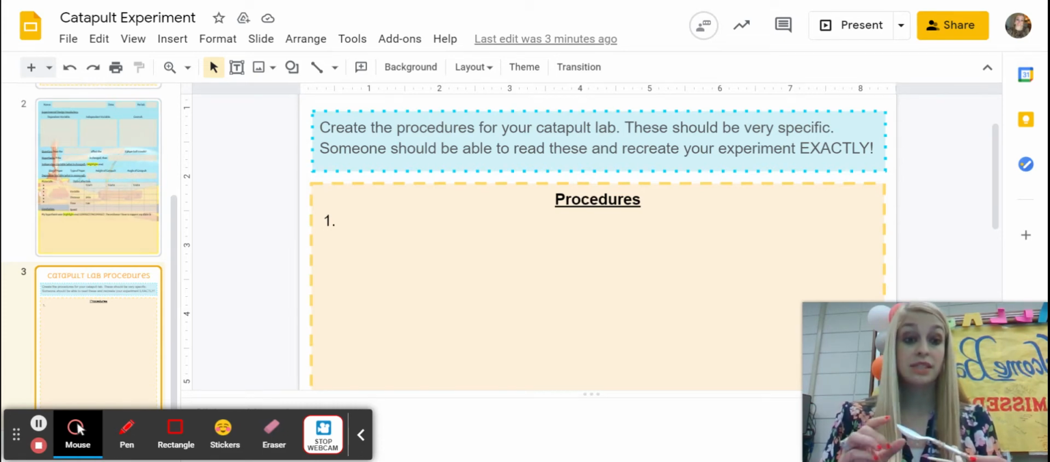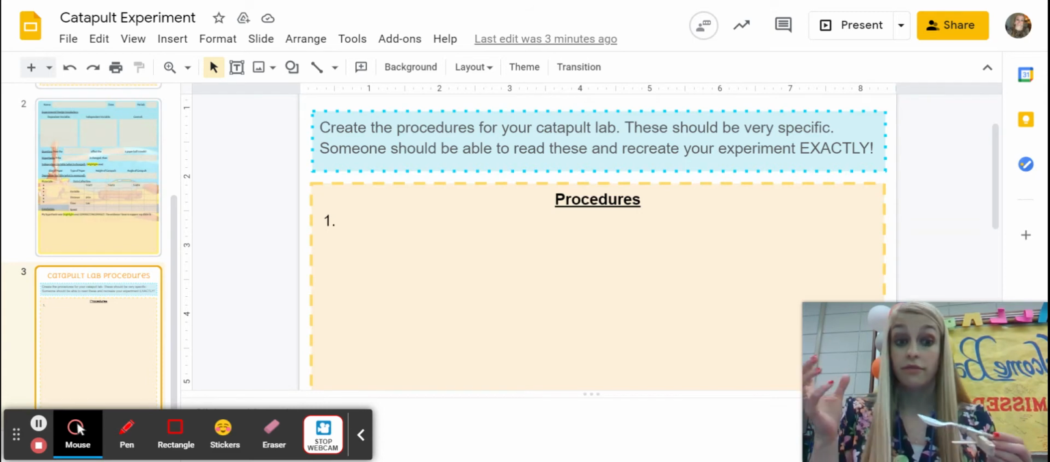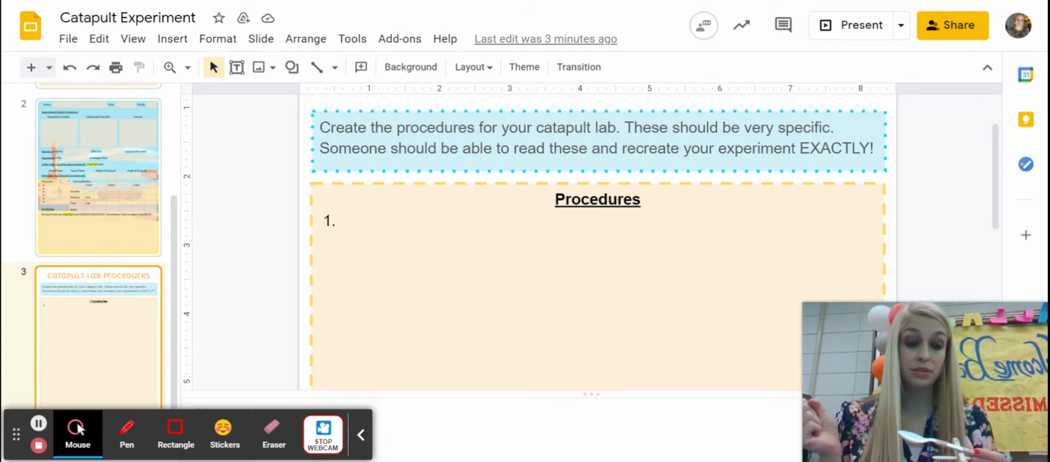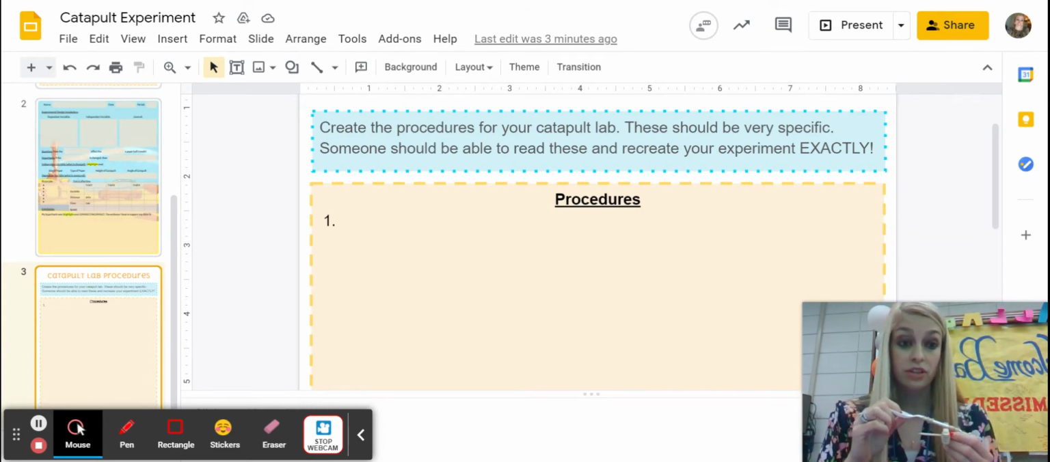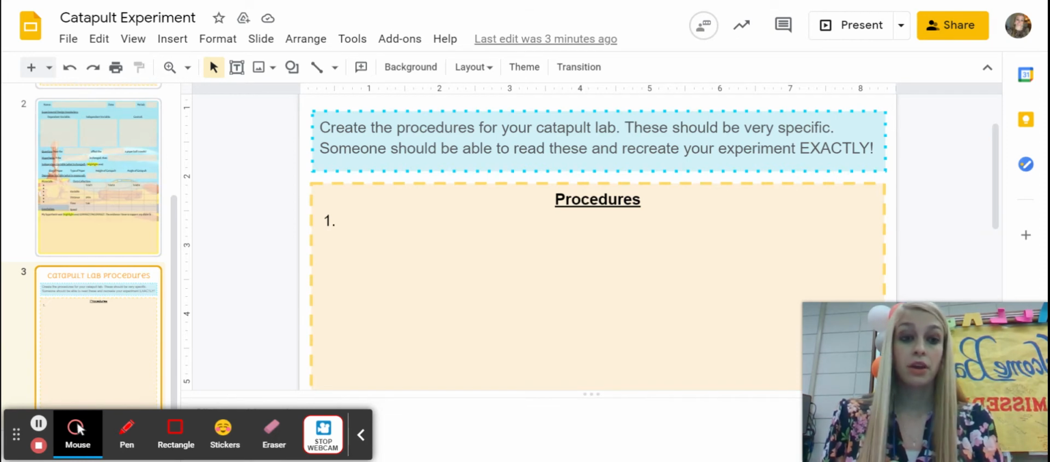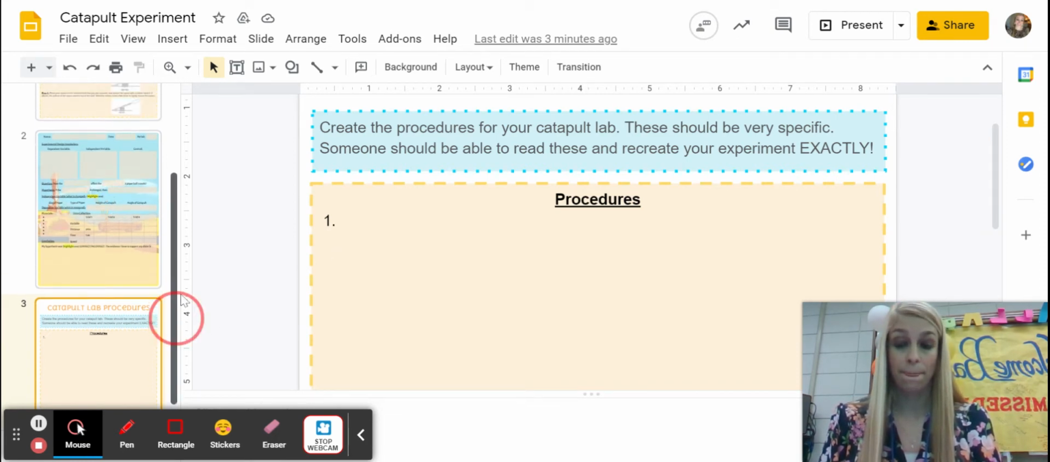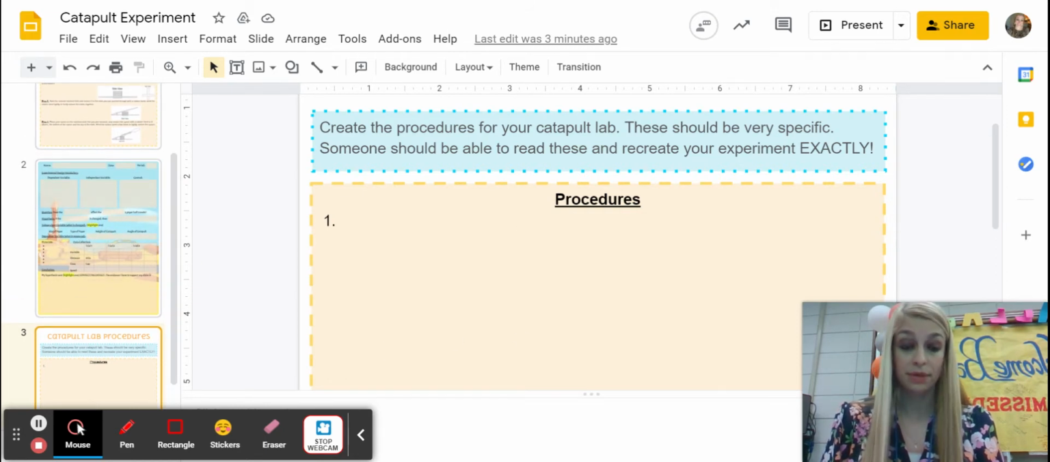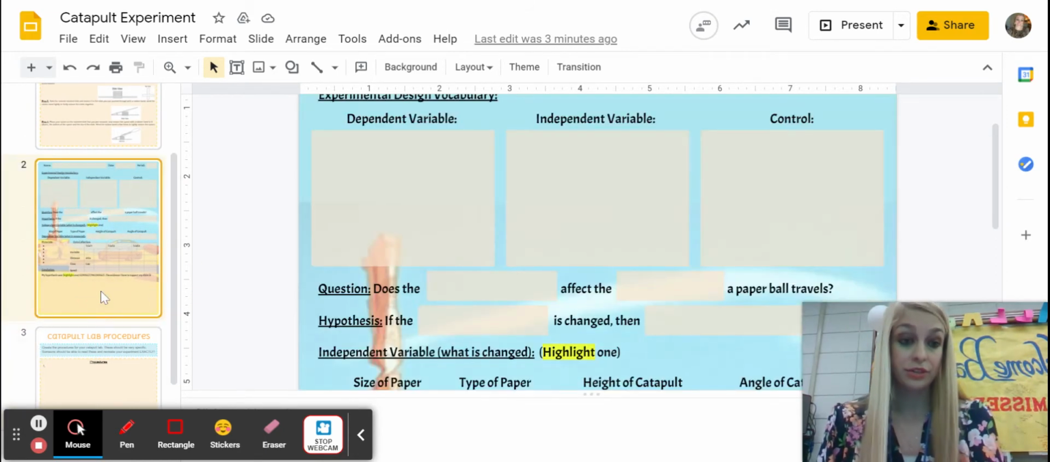So if you want to say first, crumple a piece of toilet paper into a ball, use that ball for trial 1. Launch the paper, measure the time, measure the distance, calculate speed. How do you calculate speed? Distance divided by time. Your procedure should be very specific. So once you have typed your procedure, then you can do your lab.